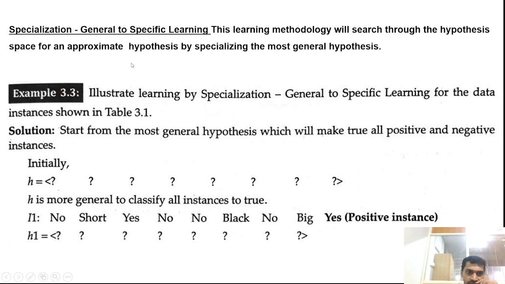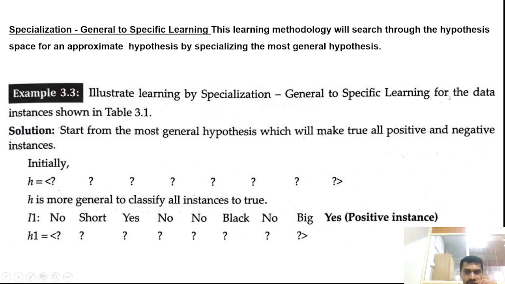Specialization is nothing but general to specific learning, where the hypothesis is initialized with the most general form, and we are optimizing the hypothesis specifically for the most positive instances. It is a learning methodology which searches through the hypothesis space, approximating the hypothesis by specializing the most general hypothesis.